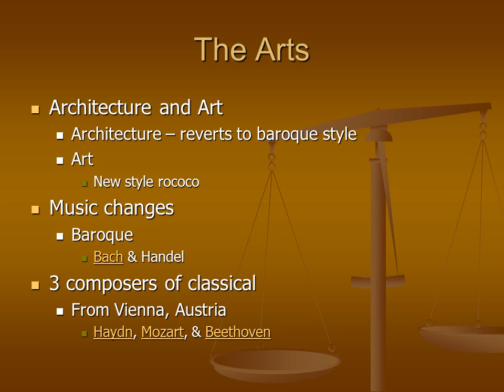Art and architecture. Architecture reverts to Baroque style. We've talked about Baroque style, the grand style, the show of power, eloquence, all of those kinds of things. It was the style that made them look towards everything. Then you had Baroque music with Bach and Handel, and then classical music with Haydn, Mozart, and Beethoven.